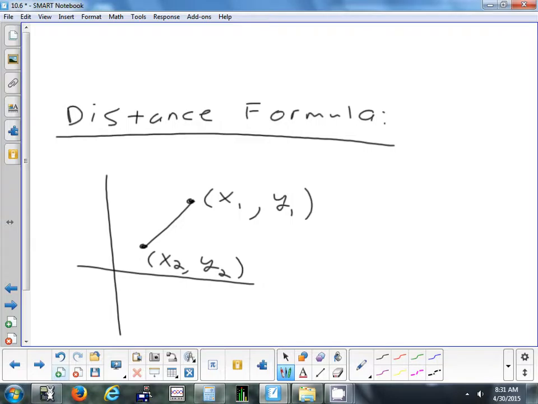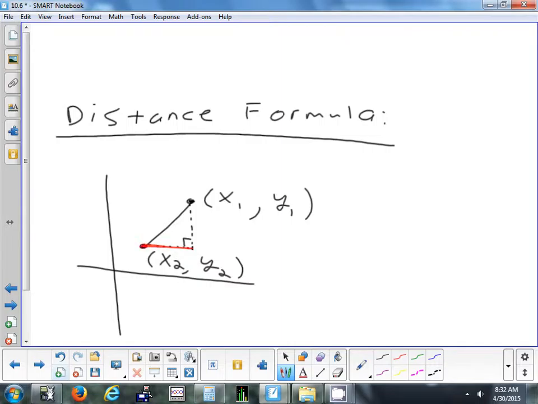What shape could I make out of this segment that would make this a hypotenuse? Triangle. Right? So basically, if I can find the length of the bottom side, and I can find the length of the height, I can use the Pythagorean theorem, because I'll know two sides to find the third. Okay? So start with the bottom.